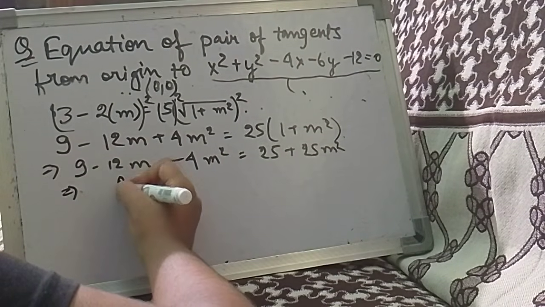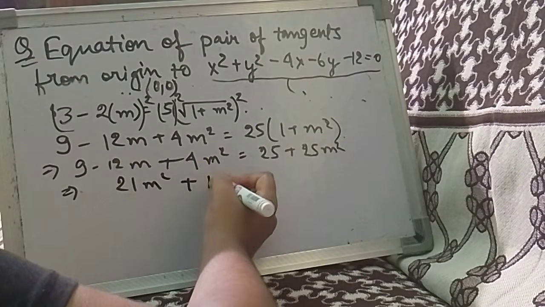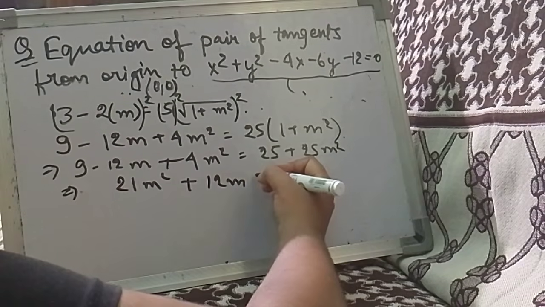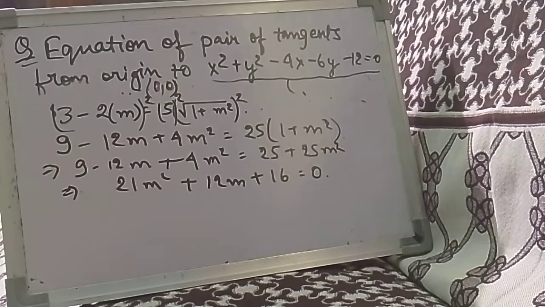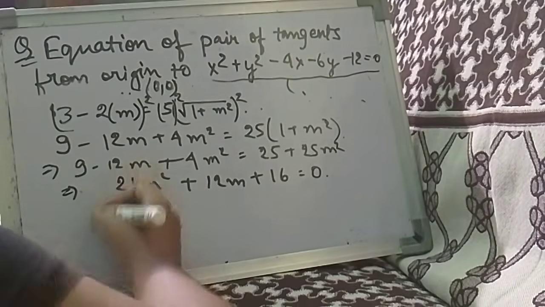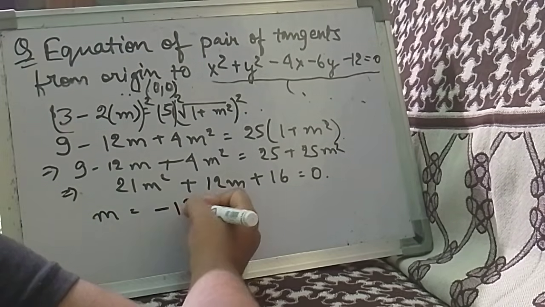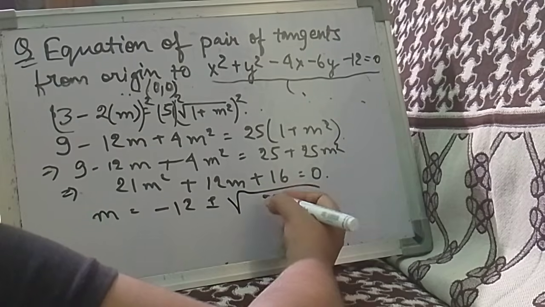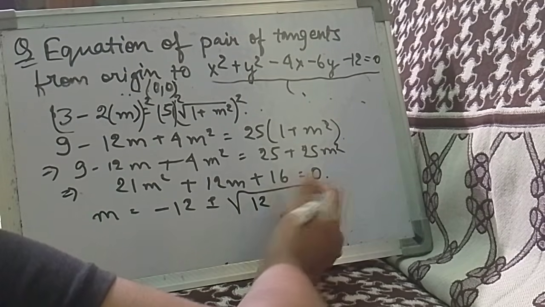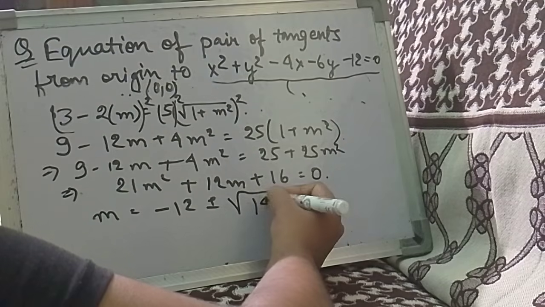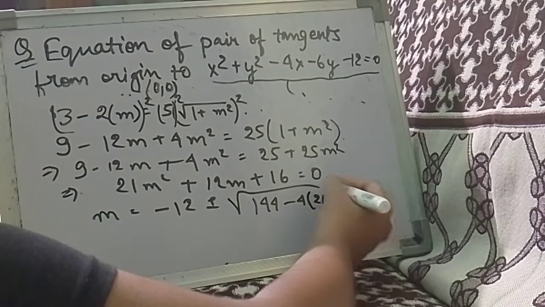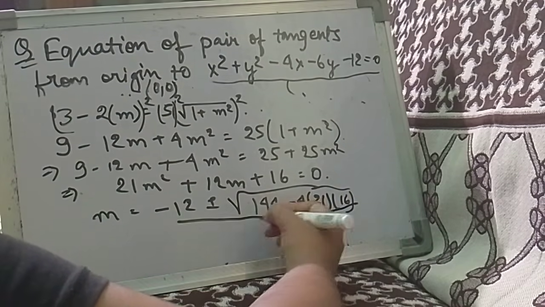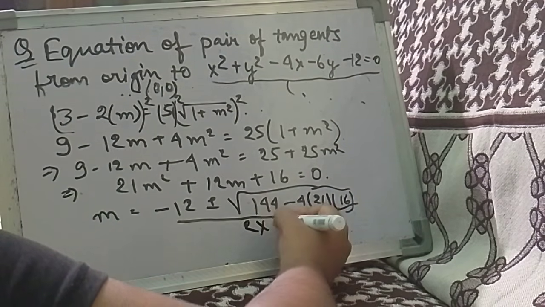So it becomes 21m square plus 12m plus 16 equals 0. So let's find m. m is equal to minus 12 plus or minus under root of b square, meaning 12 square, which is 144, minus 4 into 21 into 16, divided by 2 into 21.